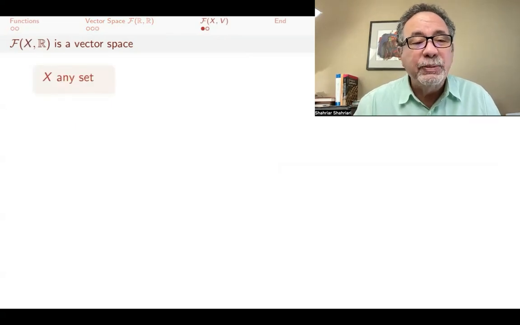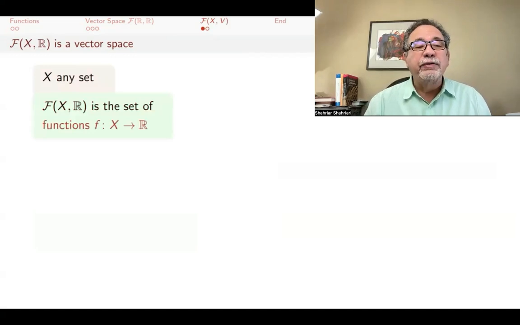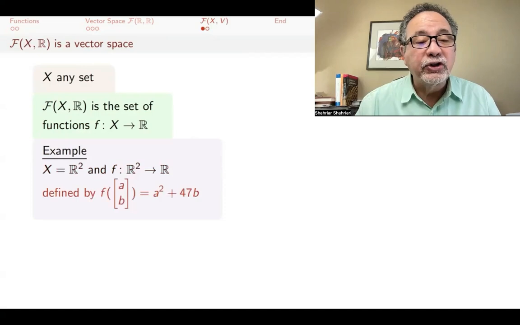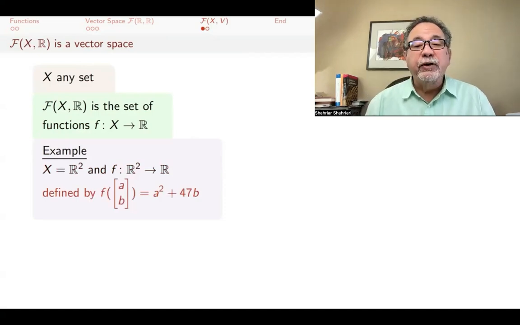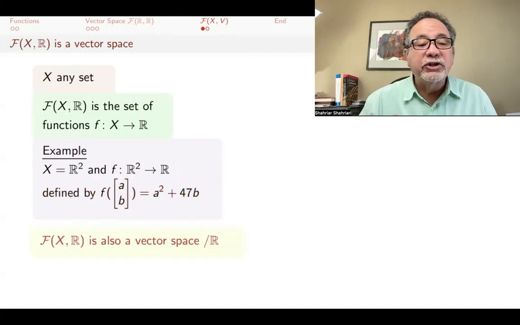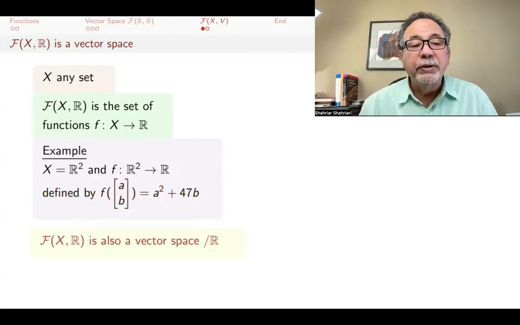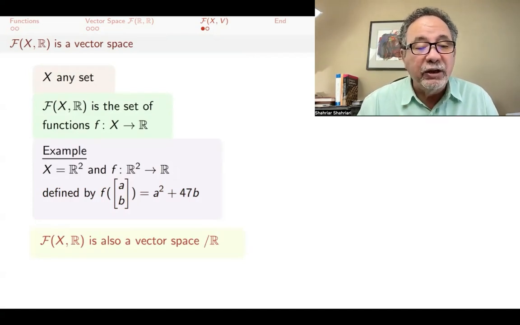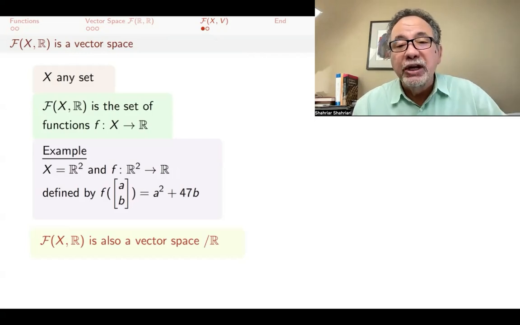I don't have to have functions whose domain is R. I can have X be any set, and I can have all the functions from X to R. For example, if you take X to be R2, a function from R2 to R might be the function that takes the point (a, b) and sends it to a squared plus 47b. F(X, R) is also a vector space over R because you can add two functions whose domain is X and gives you values in R, and the same thing with scalar multiplication. And the same rules still apply.